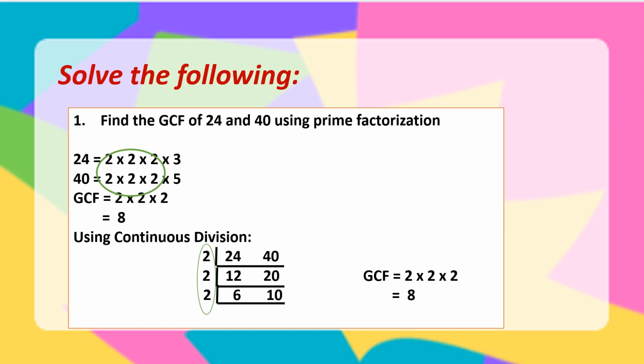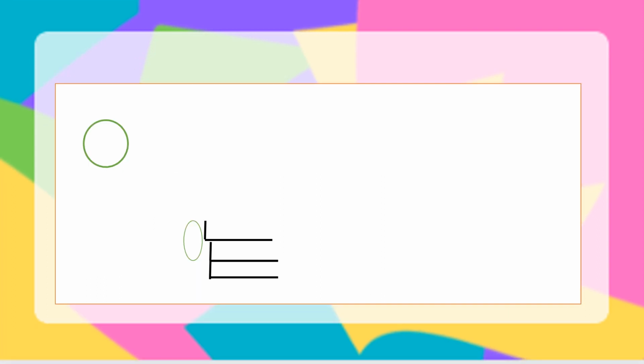6 divided by 2 is 3. 10 divided by 2 is 5. Now, all the numbers outside the continuous division are prime numbers, but we're not going to get all those numbers. We're just going to get all the common numbers on the division or continuous division symbol, which are 2 times 2 times 2, and that is 8. So, we still get the same answer.